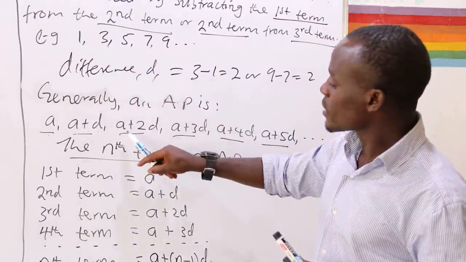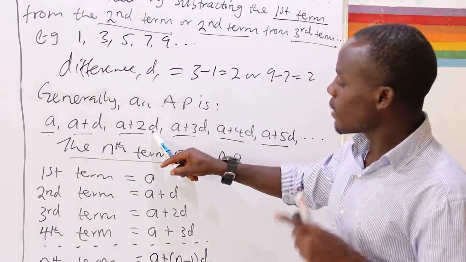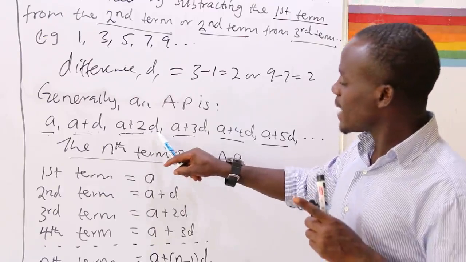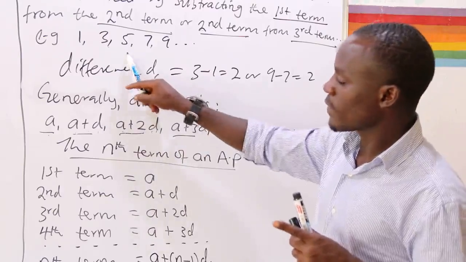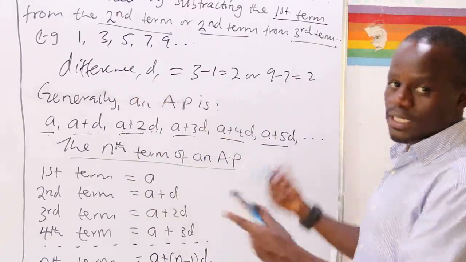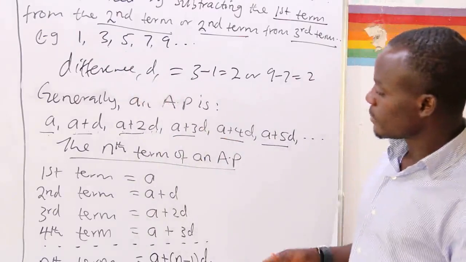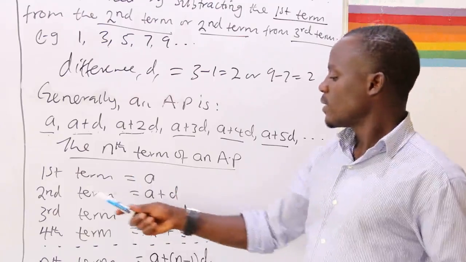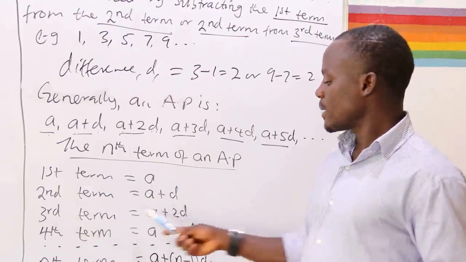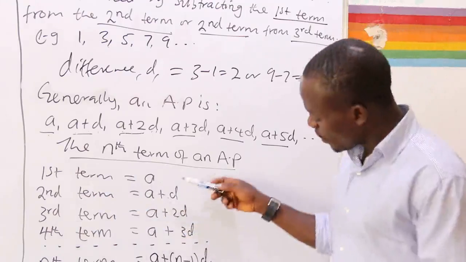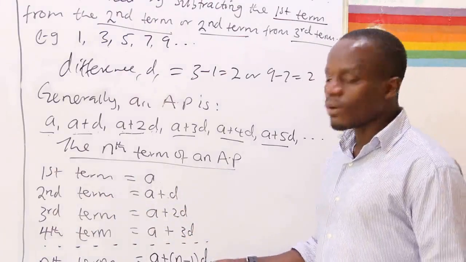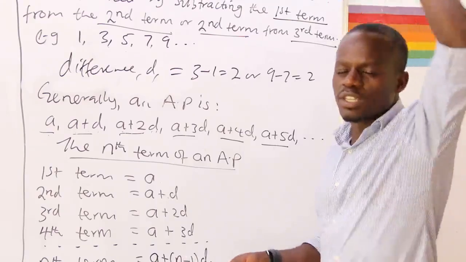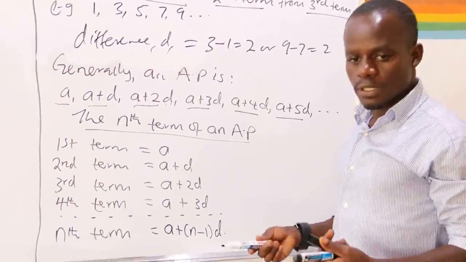If I come here, I will say A plus 2D. Remember our D is 2, isn't it? So 2 times 2 is 4. So 1 plus 4 will give 5. And then if you continue like that, you get your AP. And we now see the nth term of an AP. The first term is A, the second term is A plus D, third term A plus 2D. And so if you observe what we are having here, A is repeating itself, isn't it? So if I want to find the nth term, maybe the 100th term, the term I don't know, isn't it?